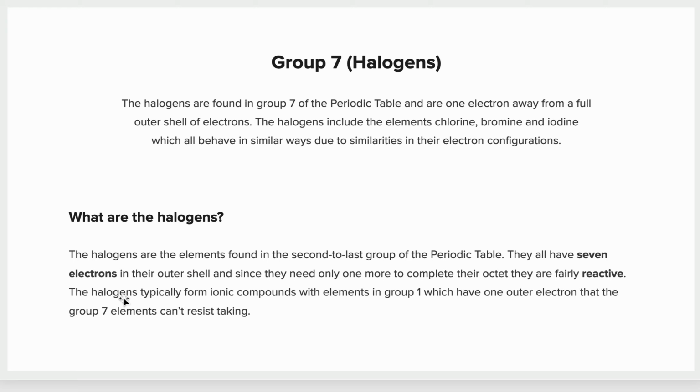That's something that we're going to study in more detail in the next units. And they need only one electron to be complete, so they react very easily with the group number one metals. So that's a very good combination for a chemical reaction, because you know that group number one tend to give one electron, and then group number 7 tend to receive one electron.